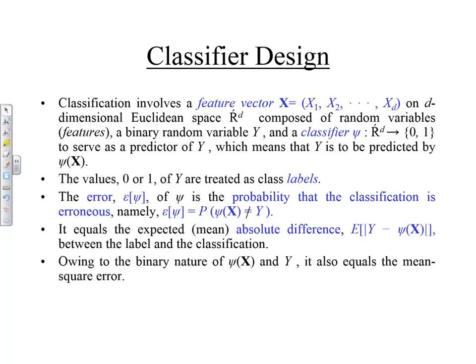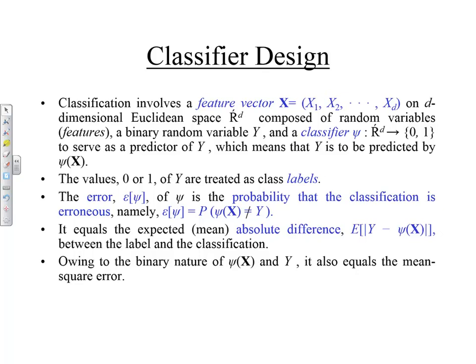Now, classification involves the feature vector X, which has D components, X1 through XD, in D-dimensional Euclidean space, composed of random variables, which are the features, and then there'll be a binary random variable Y that determines the class. A classifier is a function from the feature space to the class label 0 or 1, right? So the classifier is going to predict the class. Given a feature vector, it is going to spit out a number, either 0 or 1, which will serve as a predictor of the class Y, which means that Y is to be predicted by psi of X, right?